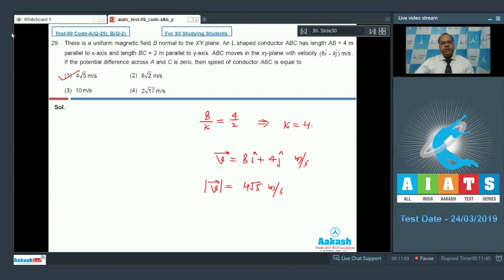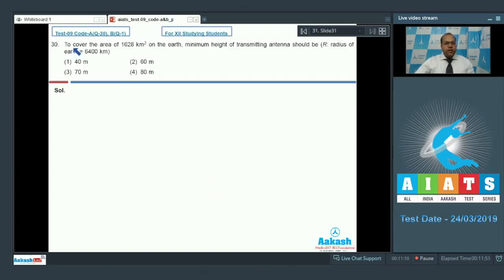Let's move to question number 30. In question number 30, to cover the area of 1628 km square on the earth, minimum height of transmitting antenna should be, where R is the radius of earth, that is equal to 6400 km. So we know that if r is the radius on the earth covered by the satellite, then we can say that r is equal to under root of 2 into R into h, where R is the radius of the earth and h is the height of the antenna.